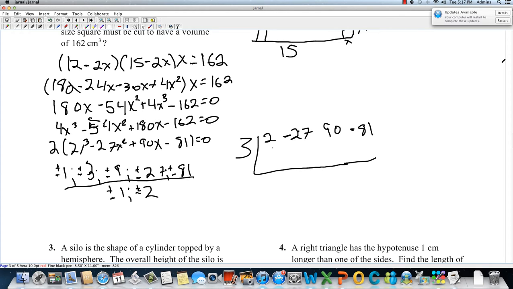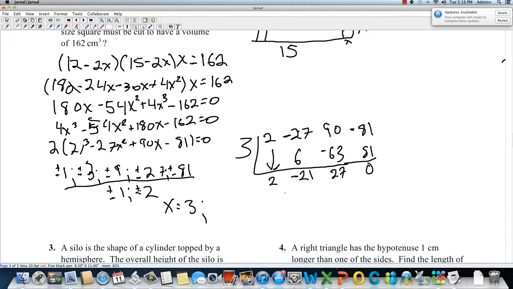So to start off with, we bring down our first term of 2, multiply it by 3, we get 6, negative 21. Multiplied by 3 is negative 63. Then we get 27. Multiply 27 by 3, we get 81. And yes, 3 works. 3 is a factor, so we know that one of the numbers x can be is 3. So there's our first possible answer.